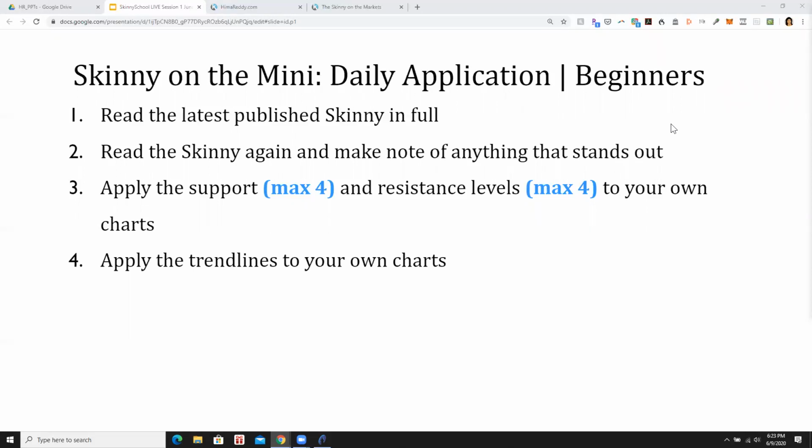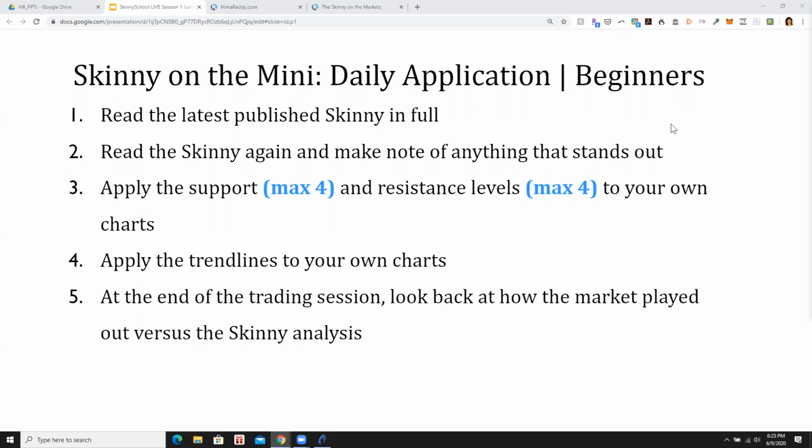All right, apply the trend lines. Again, this may be more about revisiting the trend lines if you've already done the first-time setups, but the trend lines are definitely useful to have as a guide to the shifting support and resistance that they provide. And at the end of the trading session, go back and look at how the market played out versus the Skinny analysis. So do that at the end of every trading session.